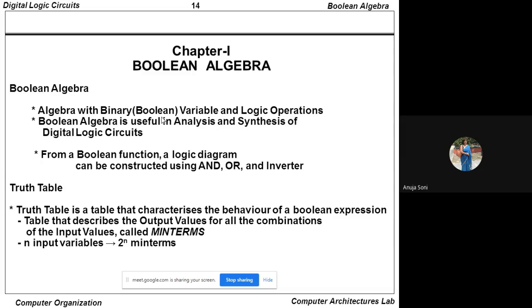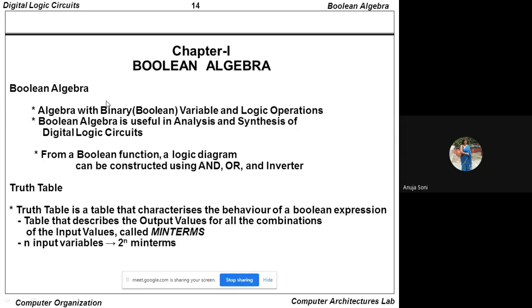So in order to reduce the complexity of digital logic circuits, there is a need to understand their behavior mathematically and logically, and that is the reason Boolean algebra comes up with the analysis part of digital logic circuits. This is the only reason we study Boolean algebra, to see how digital logic works. We'll see a few examples in the subsequent slides, then you will get to know. And from a Boolean function, a logic diagram can be constructed using AND or inverter gates.